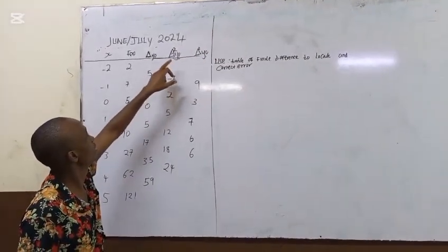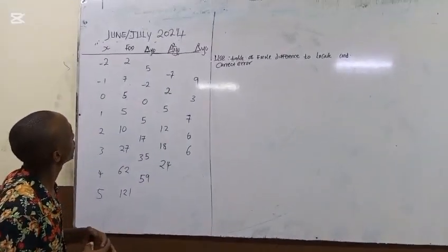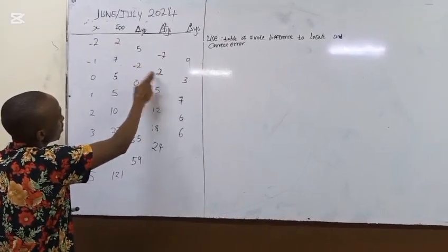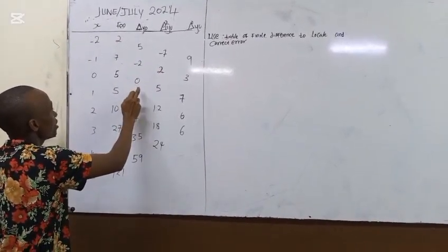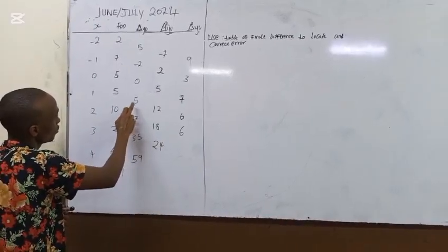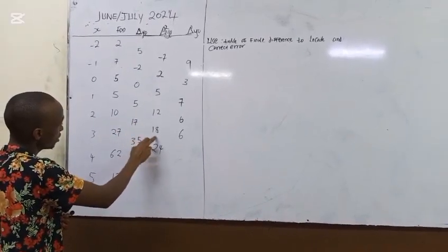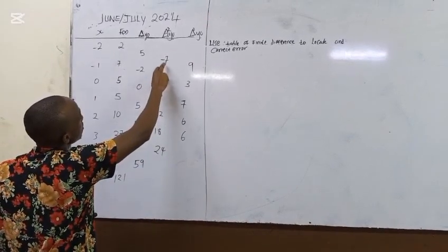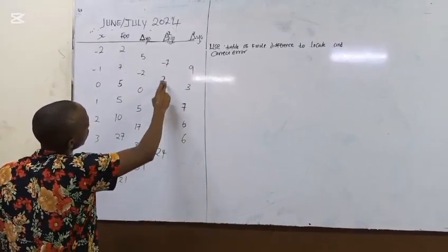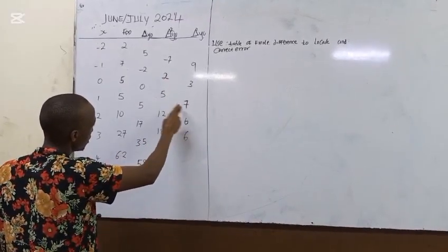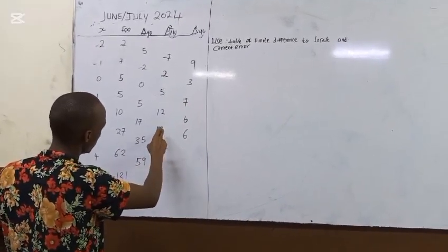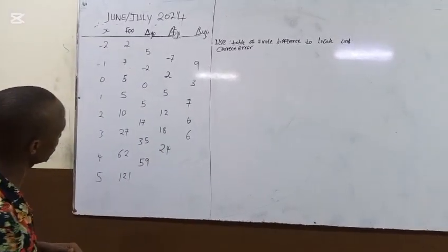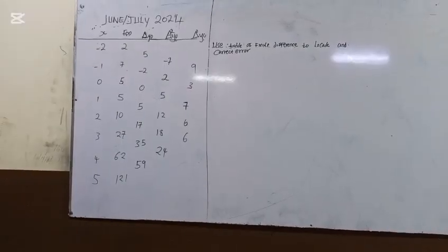Again, for us to get the second differences, minus 2 minus 5, we get minus 7. 0 minus 2, we get positive 2. 5 minus 0, we get 5. 17 minus 5, we get 12. 35 minus 17, we get 18. 59 minus 35, we get 24. For the third differences: 2 minus 7, we get 9. 5 minus 2, we get 3. 12 minus 5, we get 7. 18 minus 12, we get 6. 24 minus 18, we get 6. That's how we create the table.